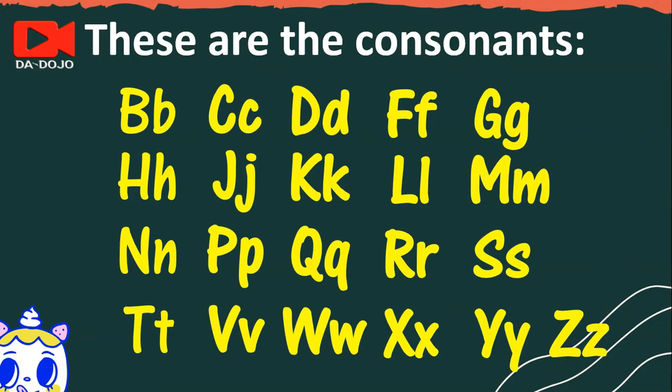These are the consonants. Let's read it together. B, C, D, F, G, H, J, K, L, M, N, P, Q, R, S, T, V, W, X, Y, Z.